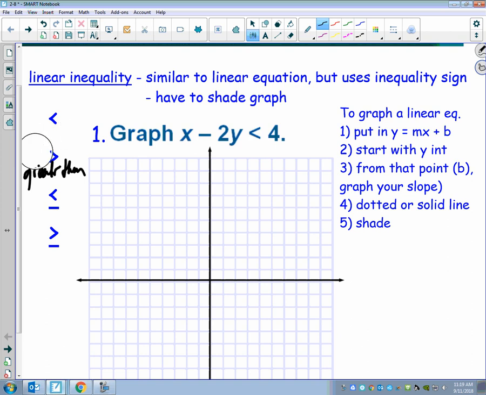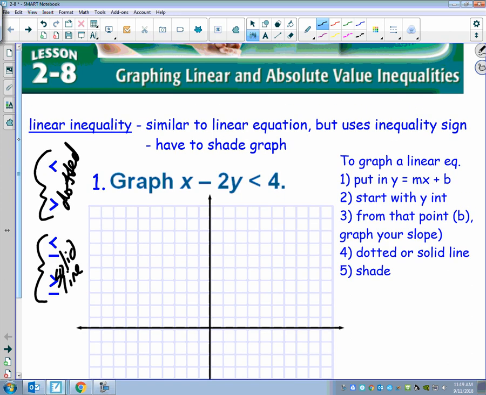So depending on what you do here, if it's these two when you graph, these will be a dotted line because it doesn't include the line itself. But if it has a line underneath it, when you graph, this is a solid line. So when you graph any equation, remember that you have to put it in slope-intercept form.